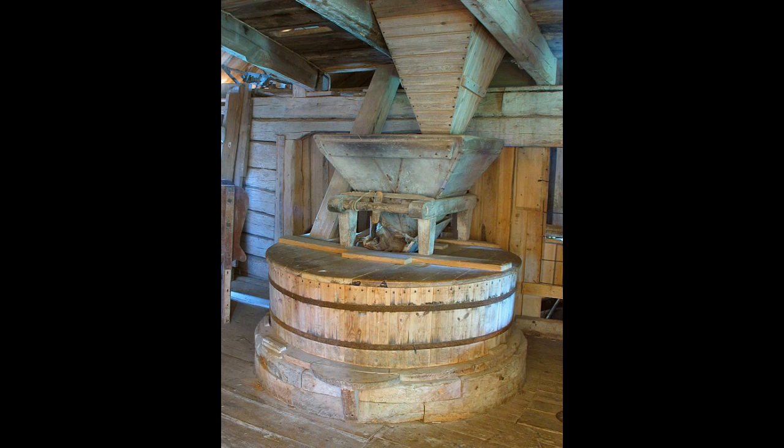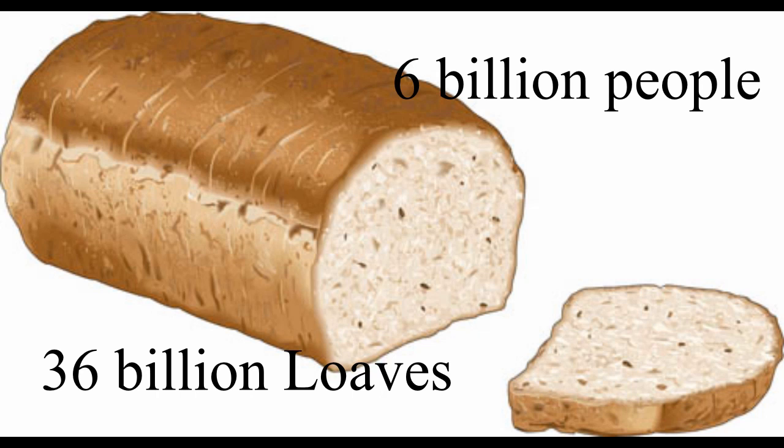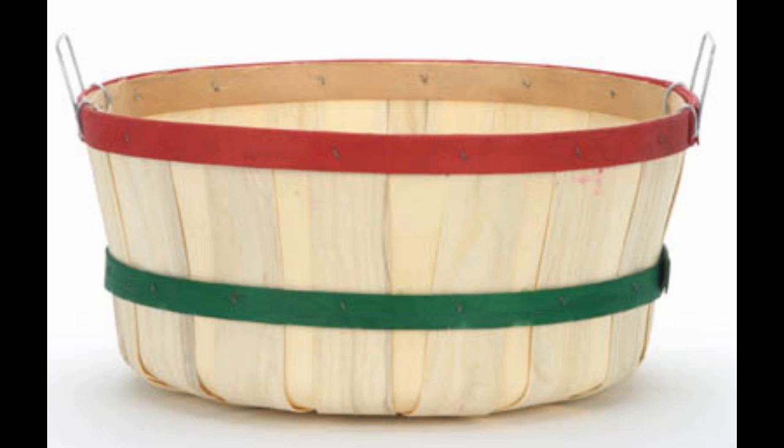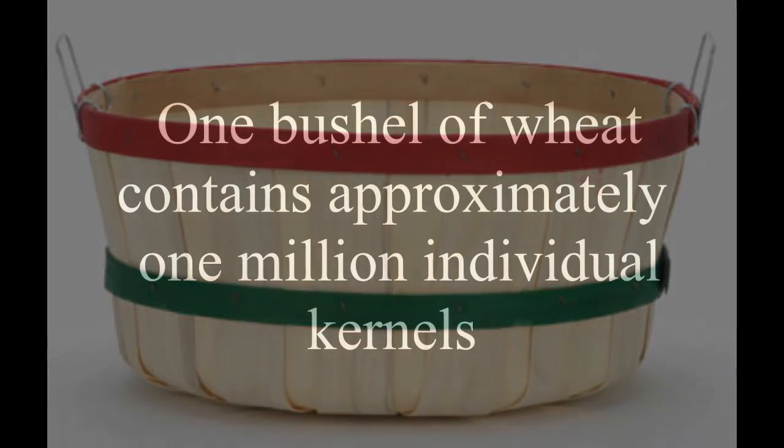Kansas produces enough wheat each year to bake 36 billion loaves of bread, and enough to feed everyone in the world, over 6 billion people, for about 2 weeks. An acre of Kansas wheat produces enough bread to feed nearly 9,000 people for 1 day. 1 bushel of wheat contains approximately 1 million individual kernels.